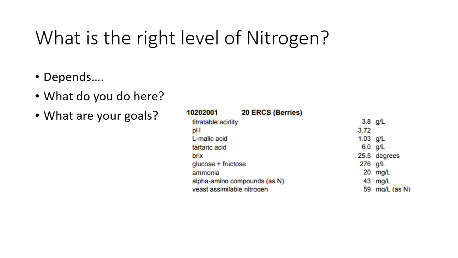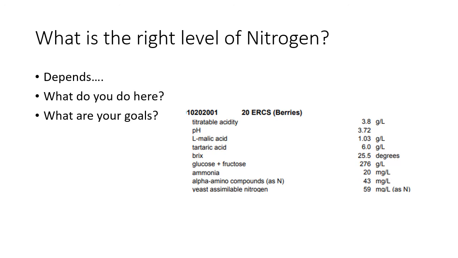So what's the right level of nitrogen? Well, that depends. What do we do here? We're looking at a Cabernet Sauvignon. We're coming in at a pretty reasonable amount of sugar. Our acid's not terrible, but let's not get belayed by that. Let's take a look at our yeast assimilable nitrogen. It's really low. So what do we do here?